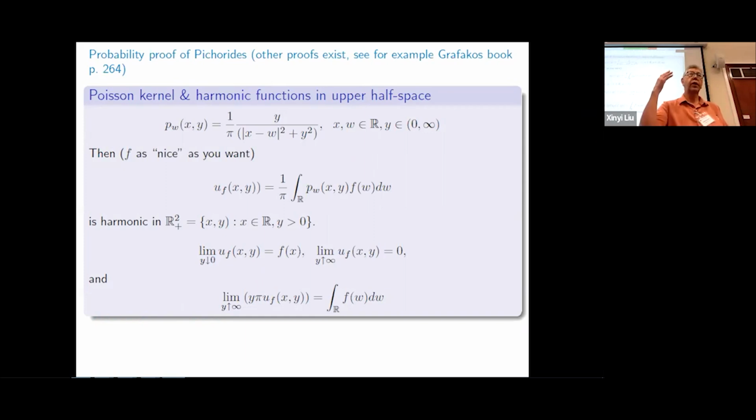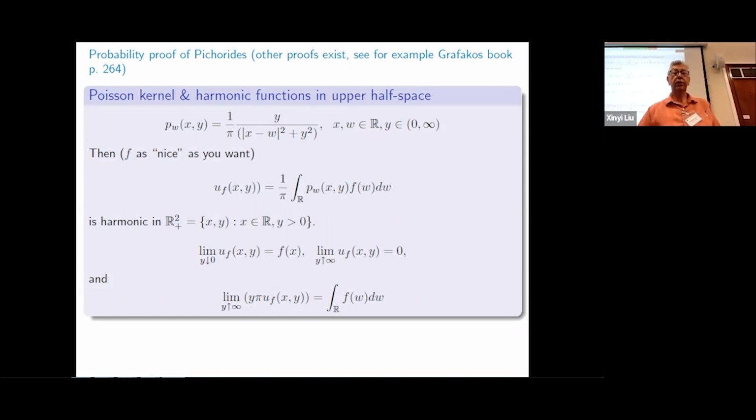Now, let me quickly tell you a proof. This proof is not worth 10 cents, believe me, because there are many, many proofs that are very simple now of Pichorides. But I want to illustrate with this proof the argument that I will use for the discrete version.